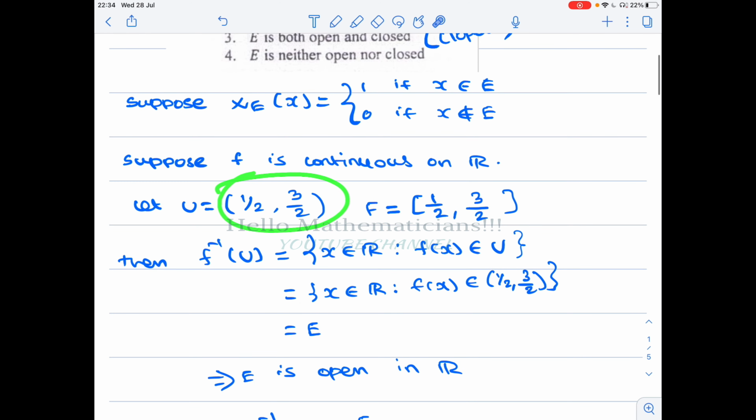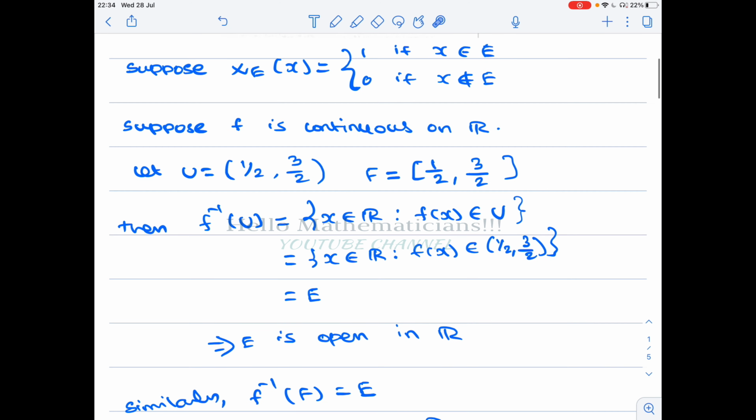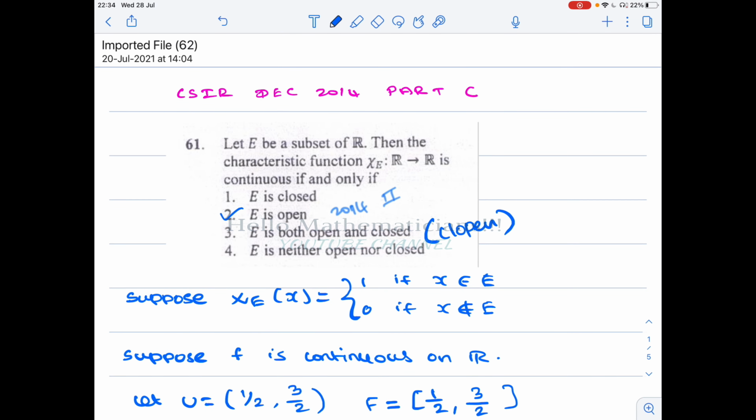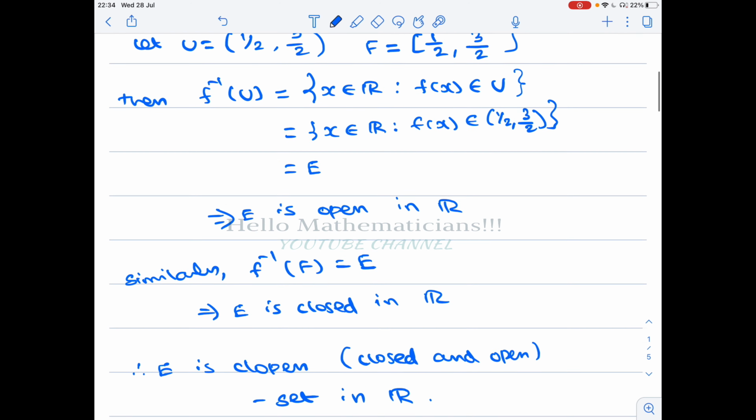Now U is an open set, f is a continuous function, and the inverse image of an open set is open. Therefore, E is an open set in R. So at least E is open is correct, and let's continue.